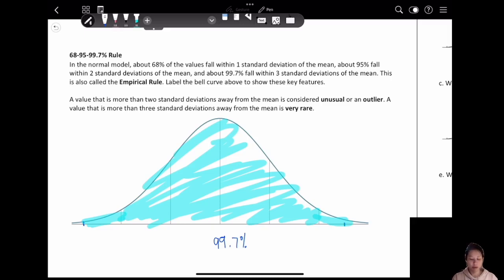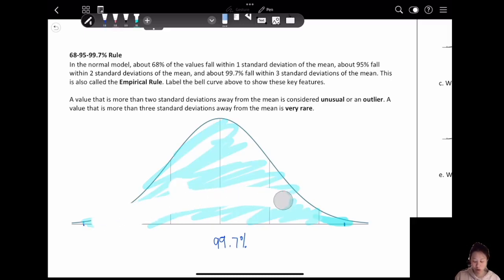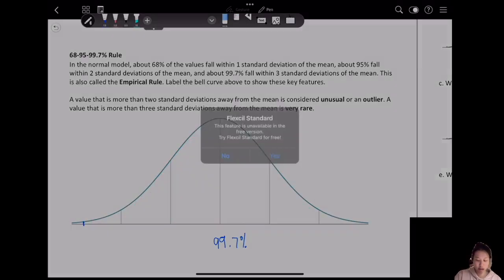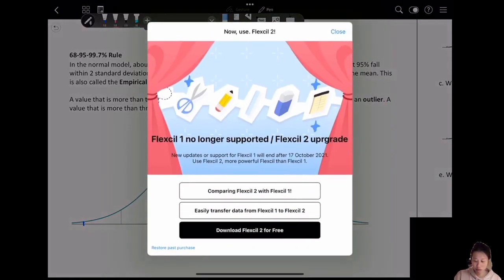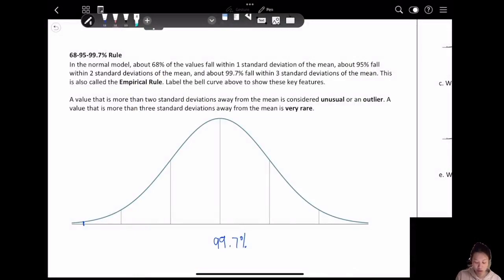A value that is more than 2 standard deviations away from the mean is considered unusual or an outlier. A value that is more than 3 standard deviations away from the mean is very rare. So in a normal distribution, if you're outside of 2 standard deviations, which is this part, we will consider this an outlier or unusual data.